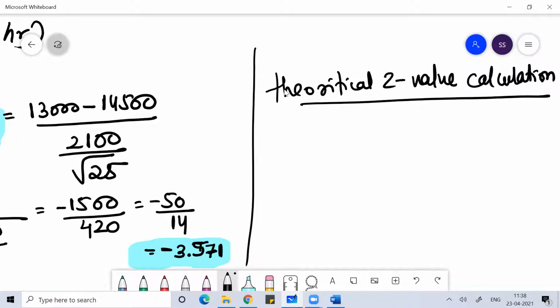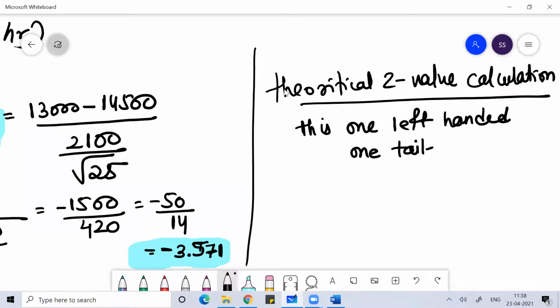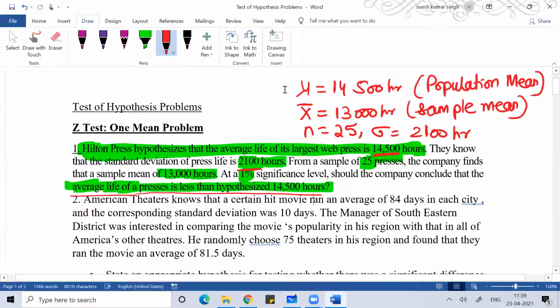This is a one-tailed test problem. This is a left-handed one-tailed Z test. Why? Because, as I told you from the beginning, you understand one-tailed or two-tailed depending upon your alternative hypothesis. And here the alpha is given to you as 1%.